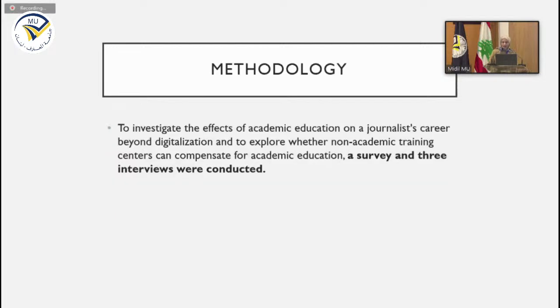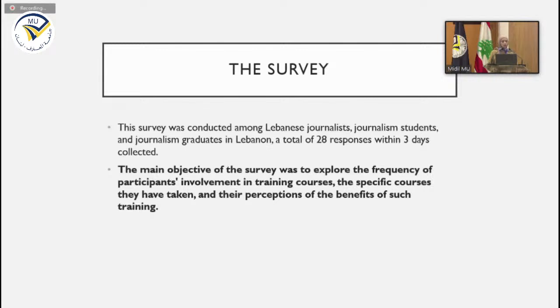To investigate the effects of academic education on a journalist's career beyond digitalization and to explore whether non-academic training centers have compensated for academic education, a survey and 3 interviews were conducted. The survey was conducted among Lebanese journalism students and journalism graduates in Lebanon. A total of 28 responses within 3 days were collected.